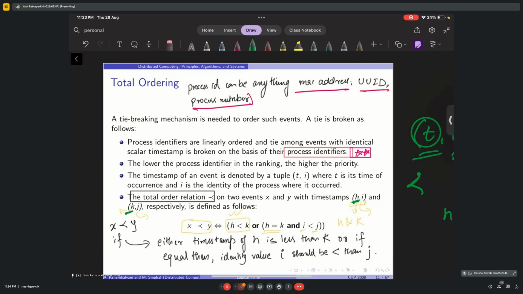So due to this, point number one is x will be in total order with y if h is less than k. Then our problem is solved. If h is less than k, this says that timestamp h is less than timestamp k, so basically priority will be given to h. But in this case, if both the timestamps are equal, then definitely my process identifier i should be less than j. Then only I will say x is in total order relationship with y.